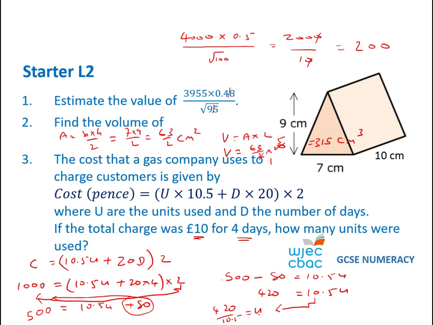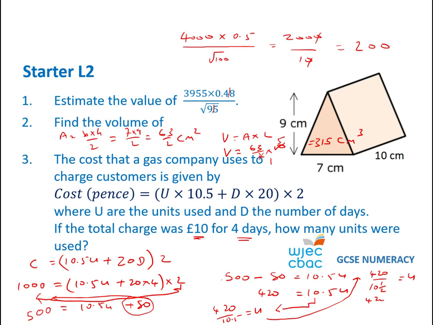The temptation now is to reach for the calculator, but we like fractions as mathematicians. We prefer fractions instead of decimals. So we can say 420 is divided by 10 and a half. Now 10 and a half, I can rewrite that. 10 times 2, 20 plus 1 is 21 over 2.